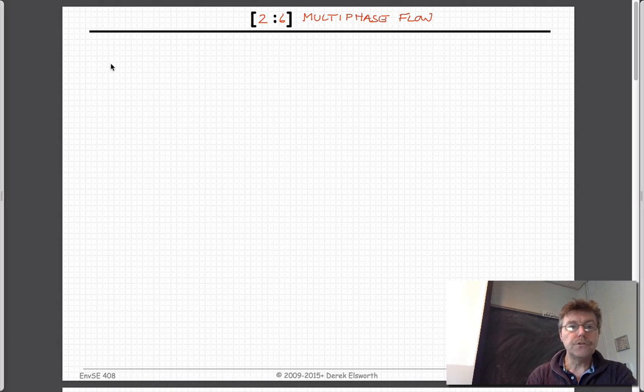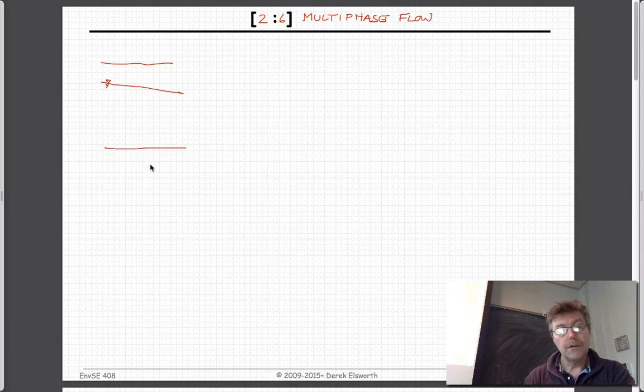So, we draw the same diagram we had before. We have a water table. We have a capillary barrier, just sitting here. We have a chimney of this stuff sitting on top of the capillary barrier. And this is our DNAPL that's sitting in the bottom.